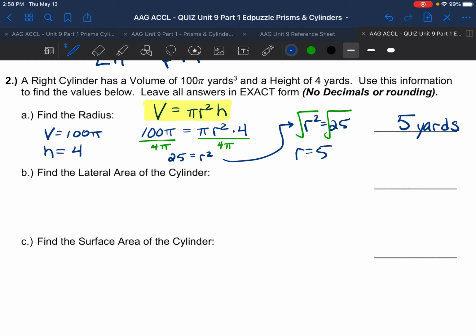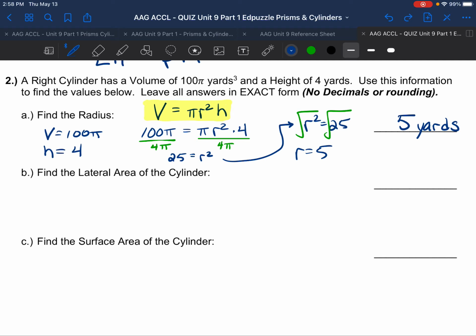Okay, so after we read the directions, they mention to us that we are given the volume. So guys, right over here, I'm going to make my checklist that the volume was 100 pi. They also gave us the height of the cylinder is 4. So as soon as I go to my formula sheet, I know that I'm going to use the volume formula, V equals pi r squared h.